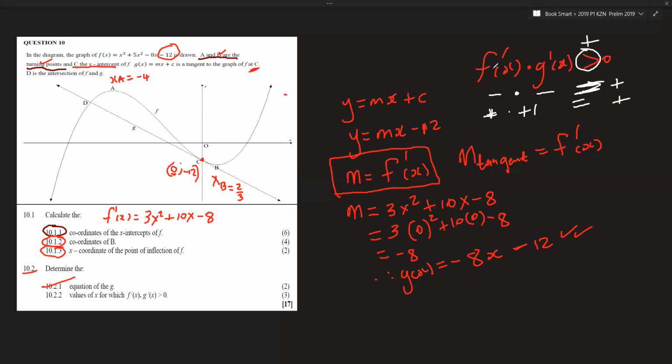So let me pick a different color. So guys, remember, prime of something means gradient. So the gradient of that multiplied by the gradient of this. So here we're not talking about actual functions, we're talking about their gradients. Okay, so now we're going to do this method.